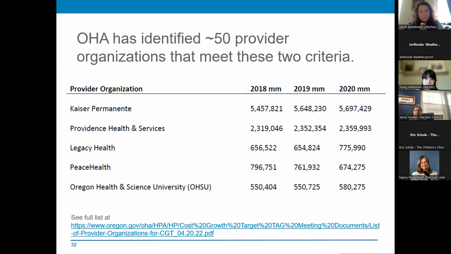Hi, this is Eric Schultz from the Children's Clinic. I do have a question about, I guess I'm going to call them the bubble teams, those that are kind of near the 120,000 member months, and how that would work if you've got a practice that goes up and in and then bounces out and then goes back in and then bounces out. How will OHA work with those?